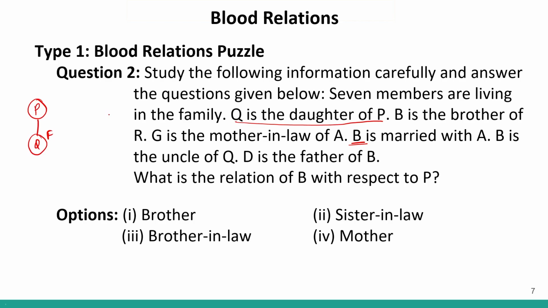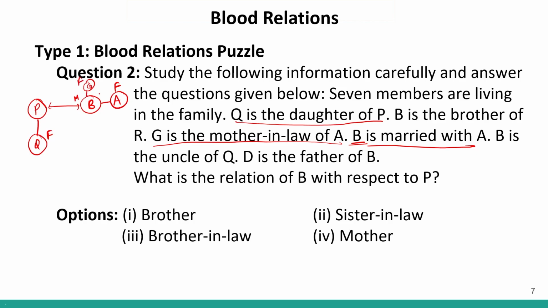It is given to us that B is the uncle of Q. So if B is the uncle, that means it has to be a certain relationship with either P or P's spouse. Correct? So let us assume for P that B is the uncle of Q, so male, and B is married with A. So A will be female. Okay? G is the mother-in-law of A. So G is mother-in-law, that means B's parent. B's female mother. B's mother will be G. Let me draw it over here. B is male. B's mother will be G, female.